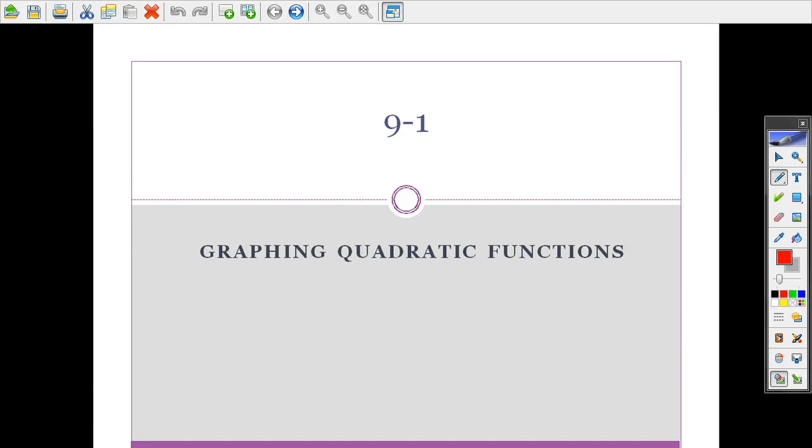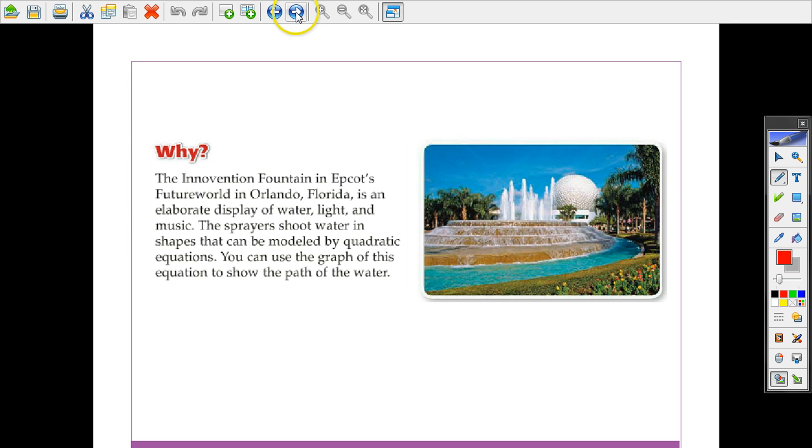This is Chapter 9, the first section, Graphing Quadratic Functions. Alright, so why would we do this? The interactive fountain at Epcot's Future World in Orlando, Florida is an elaborate display of water, light, and music. The sprayers shoot water in shapes that can be modeled by quadratic equations. You can use a graph of this equation to show the path of the water.